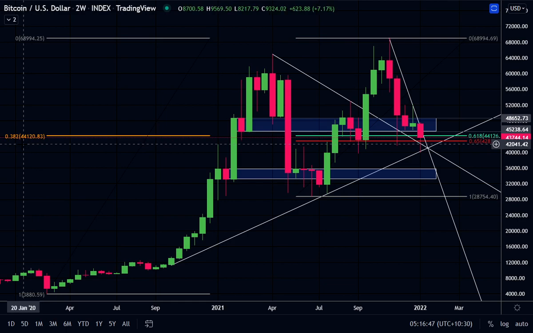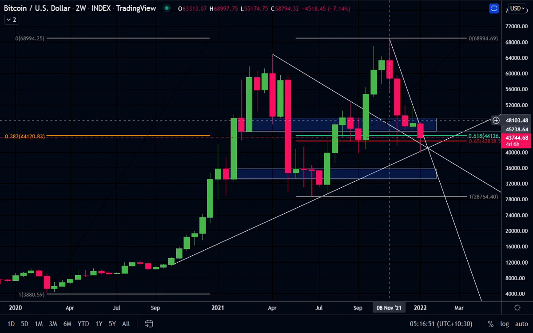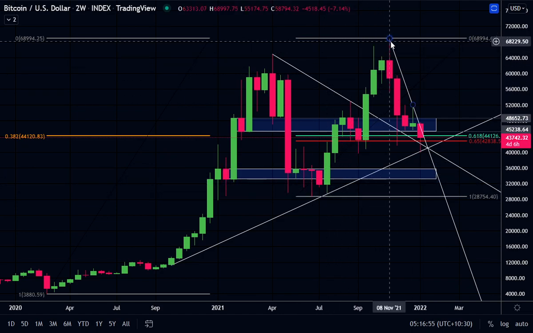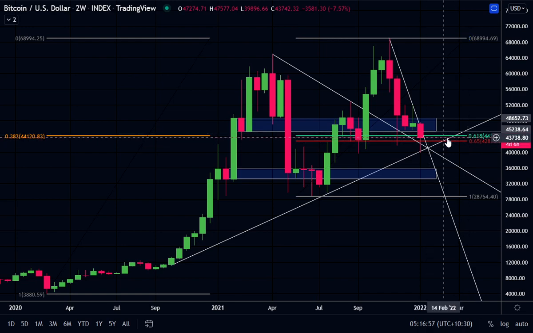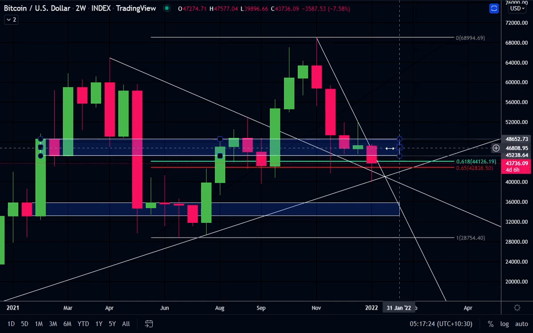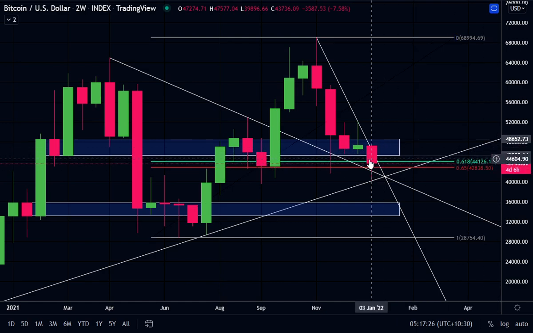The 382 level is at 44,120. And doing the fib retracement from the 29k low to the 69k high, we see the golden pocket in that same area. The 618 level is exactly in line with the 382 level. We can see we have had this bounce, and currently we are back inside the golden pocket. This is on the 2-week chart, so this candle will close at the end of the week.